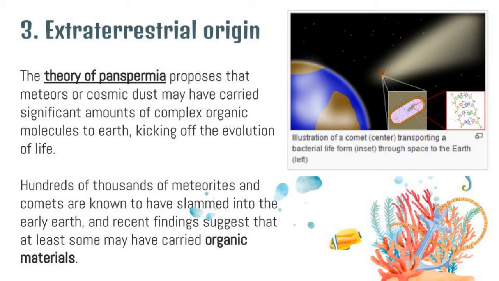So when an asteroid hit our planet billions of years in the past, or when cosmic dust or meteors hit our planet, they might have carried very important molecules that were ingredients in the early cells or early living organisms. Hundreds and thousands of meteorites are known to have slammed the early Earth. They may have carried those organic materials.